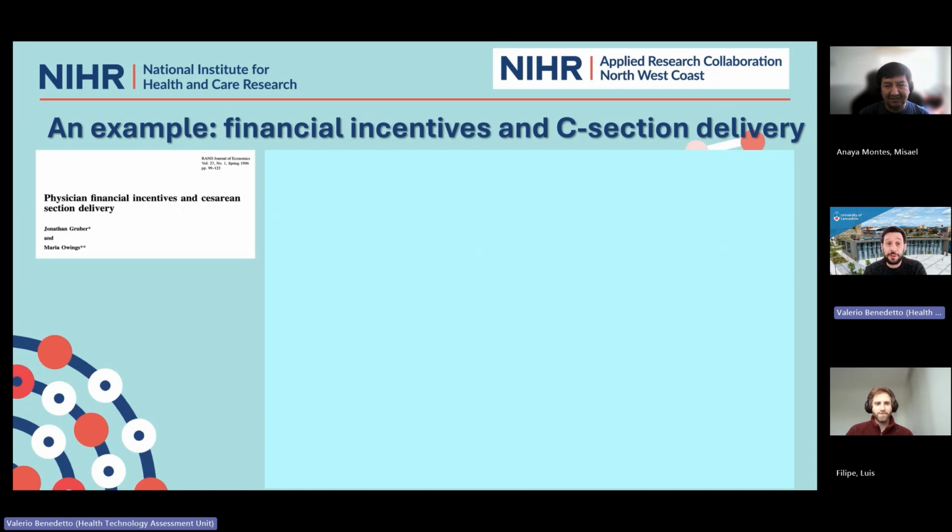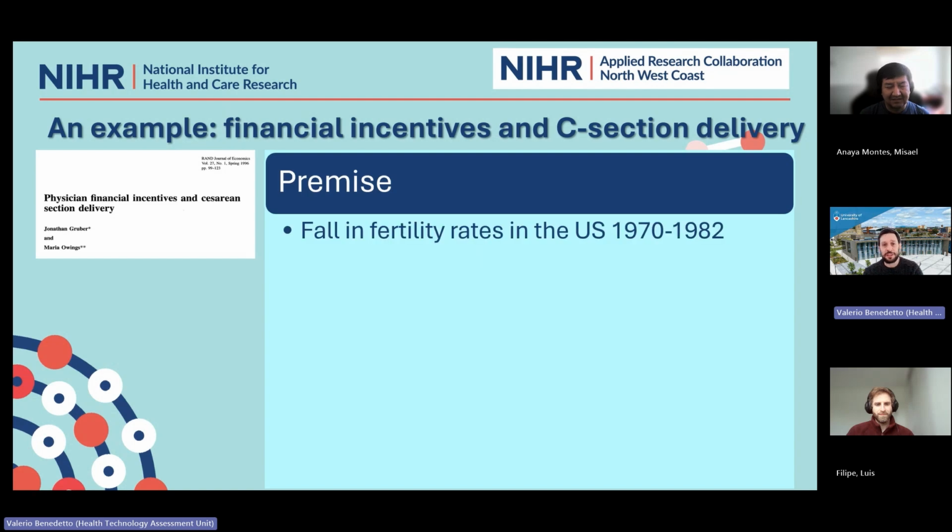In particular, we are looking at cesarean section deliveries. So we're looking at whether, again, financial incentives might play a role in terms of performing more C-sections. And the premise was a fall in the fertility rates in the United States between 1970 and 1982. So it was probably a 13-14% fertility rate fall during that period.